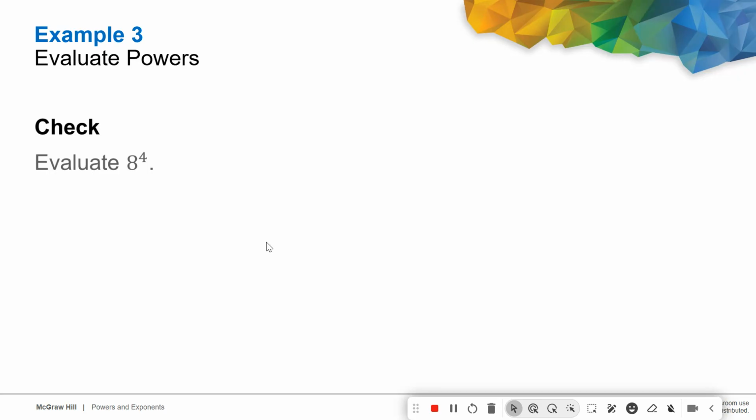All right, try it out with 8 to the fourth power. So, you're going to want to write it out. How many 8s are you writing? And then multiply them.